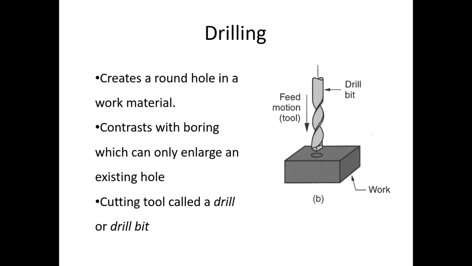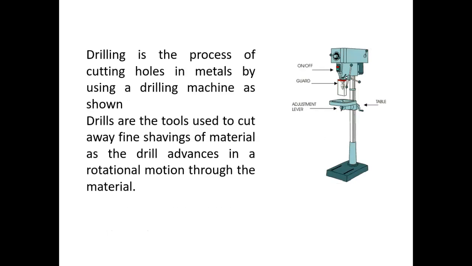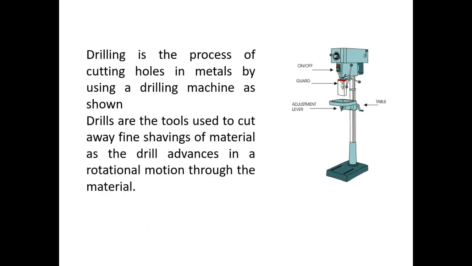In this feed motion, the workpiece is lying on the surface and the cutting tool is feeding into the workpiece to create a hole. So this is the drilling operation. The tool used in the drilling operation is called a drill bit. Here you can see a drilling machine. In a drilling machine, we create holes of different shapes and sizes in the workpieces.